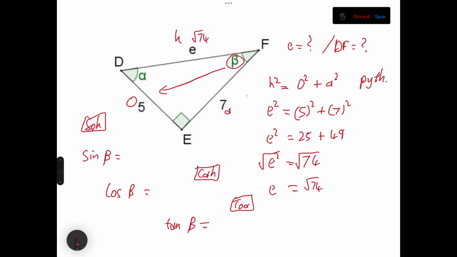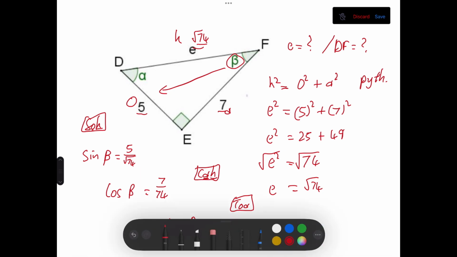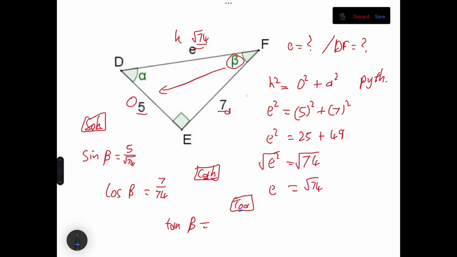Right, let's do our substitution. Our opposite is 5, and our hypotenuse is the square root of 74. That's how we write it. We leave it in that form, unless it can be simplified. So cos is CAH, adjacent, which is 7, and our hypotenuse, which is square root of 74. Let's change the color for the last one. Tan is opposite over adjacent, which is 5 over 7. And there we go, that's all my ratios.